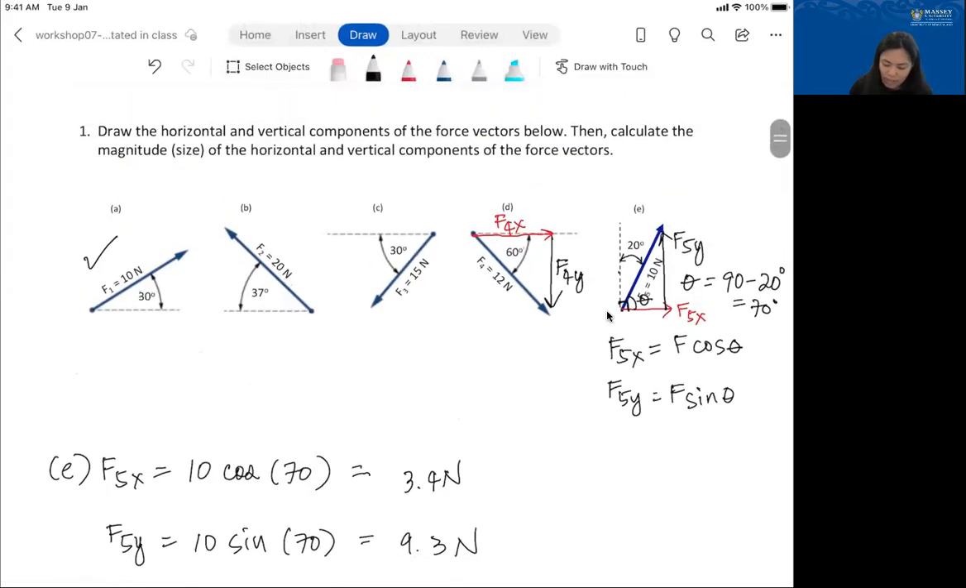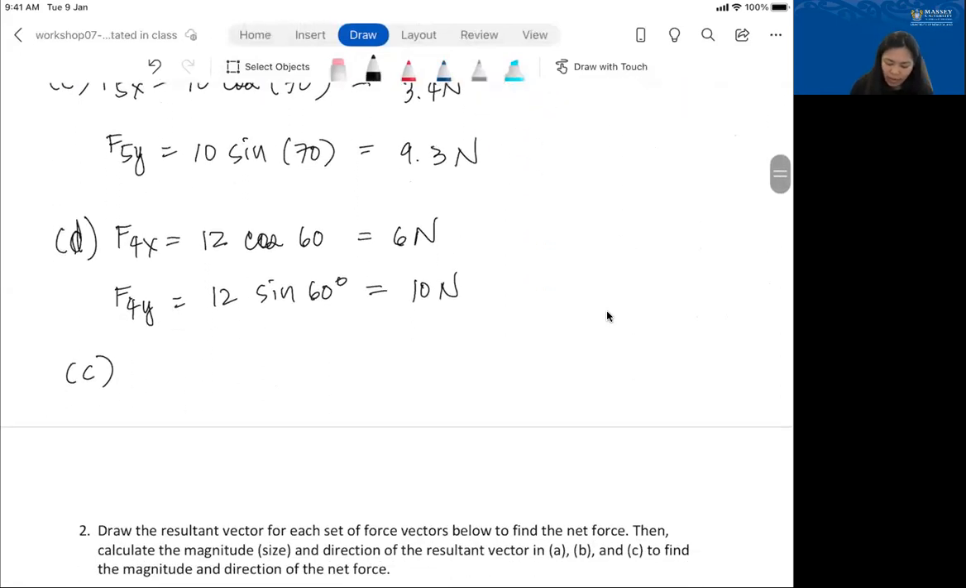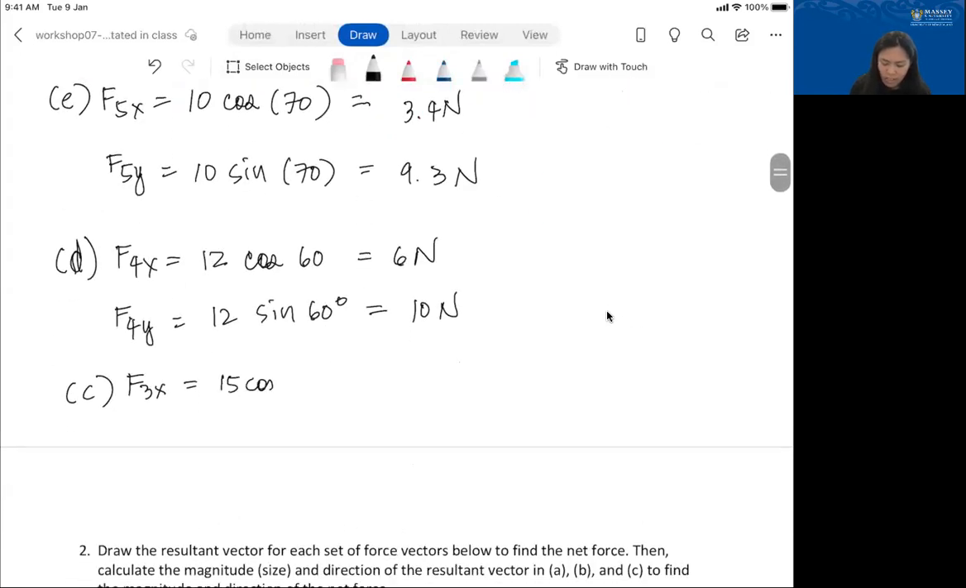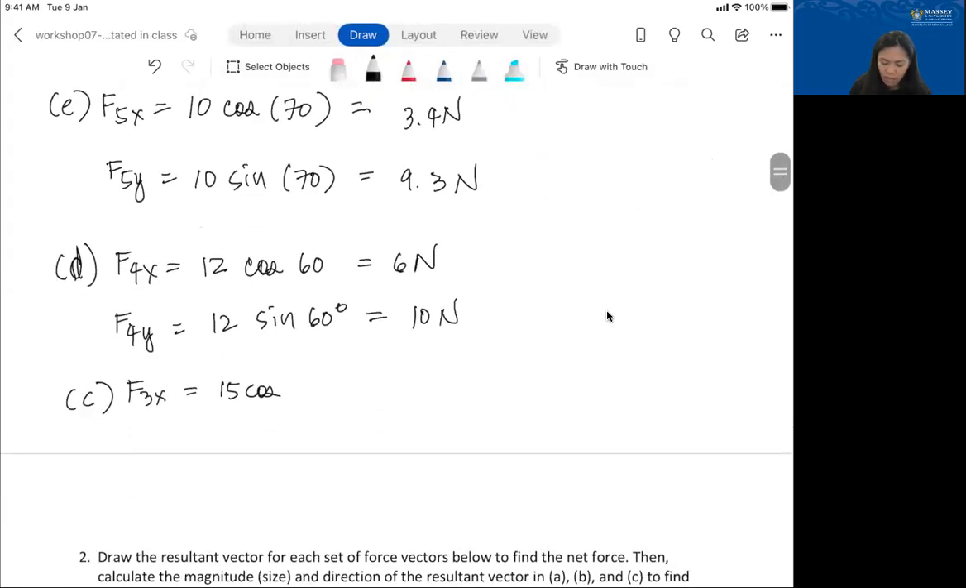Right. For C, you can also again draw your x component F3x and your y component F3y. The angle is again measured relative to the x-axis. As long as the angle is measured relative to the x-axis, you can go right ahead and use the cosine function to get the x component. So F3x will be 15 cosine, the angle is 30 degrees.